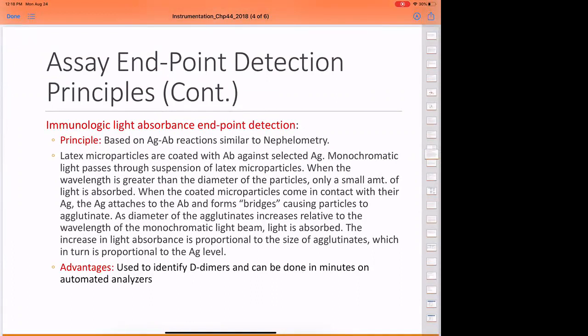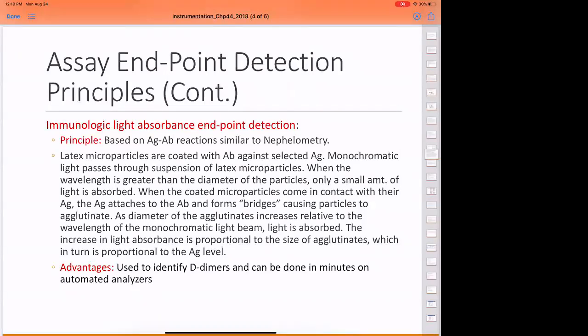The next method is the immunologic light absorbance endpoint detection method. This is based on antigen-antibody reactions similar to nephelometry. Latex microparticles are coated with antibody against selected antigens. Monochromatic light passes through the suspension of latex microparticles. When the wavelength is greater than the diameter of the particles, only a small amount of the light is absorbed.